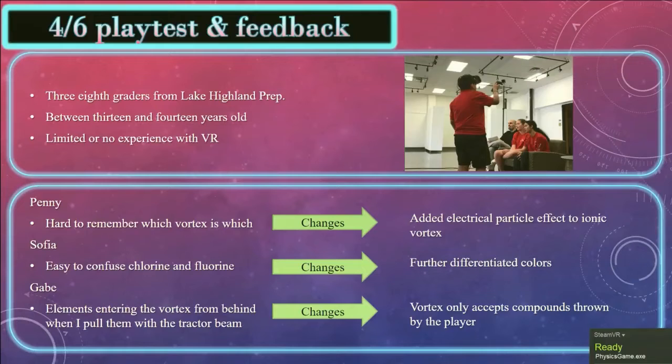Sophia noticed that it was easy to confuse chlorine and fluorine. They happened to be right next to each other on the periodic table and in our group, so they had very similar coloration. Different, but apparently too similar. So we differentiated them even more.